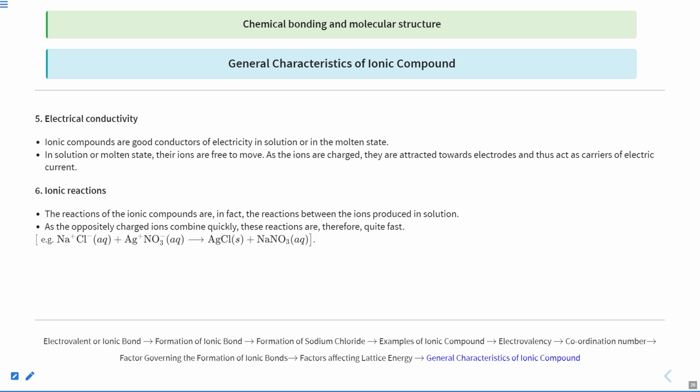and conduct electricity. If you talk about the reactions of the ionic compounds, they are in fact the reaction between the ions produced in solution. As the oppositely charged ions combine quickly, these reactions are therefore quite fast. So ionic reactions are very fast.